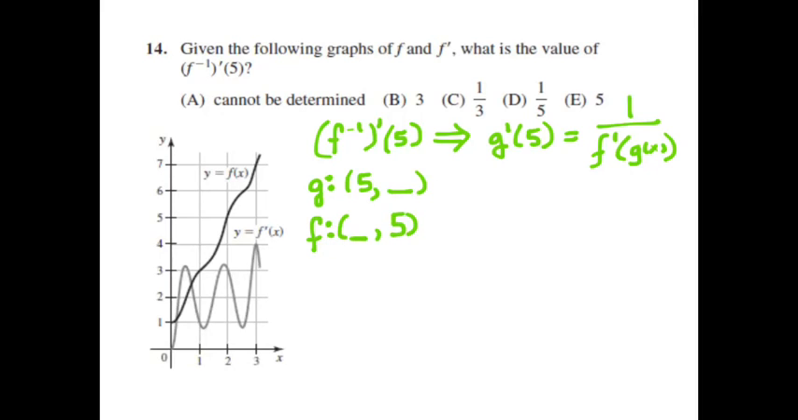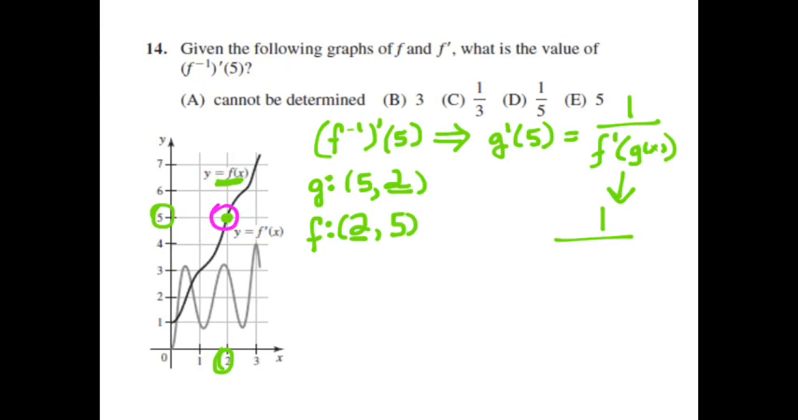So now let's go over to our graph. What I'm looking for here on the graph of f of x is where the y coordinate is 5. And I can see that happens at this point right here, which corresponds to an x coordinate of 2. So that means on g we have the point (5, 2), and on f we have the point (2, 5), which we're looking at here.